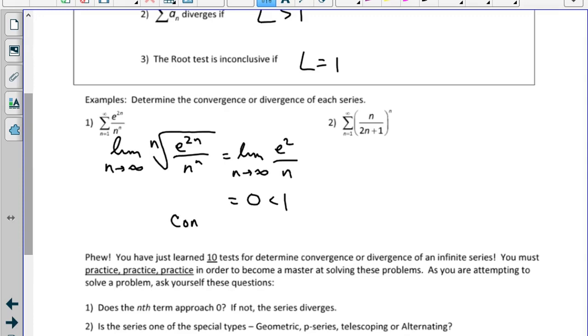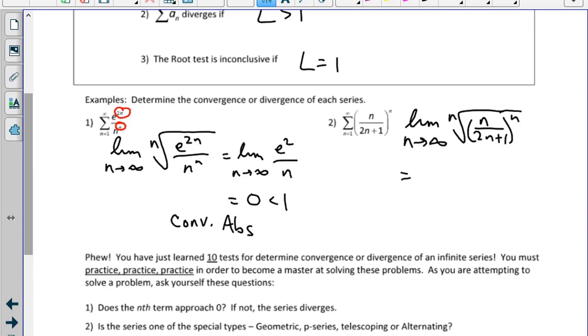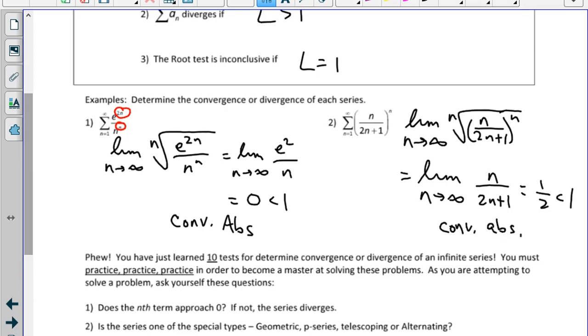So this converges absolutely. Notice if you have nth powers everywhere, this is a very easy test to do. So the limit as n goes to infinity of the nth root of n over 2n plus 1 to the n, well, that's really simple. So the limit as n goes to infinity of n over 2n plus 1, that's equal to 1/2, which is less than 1. So this converges absolutely.